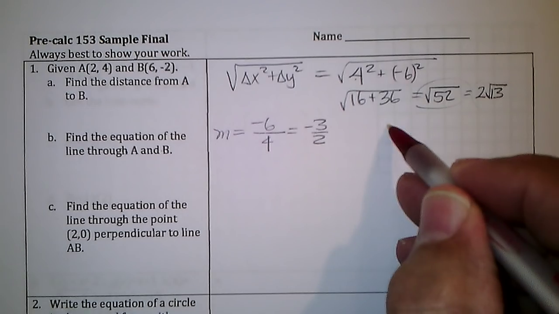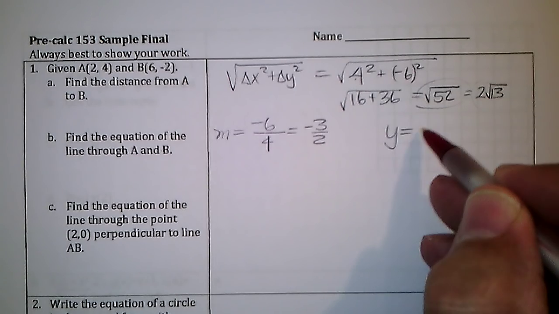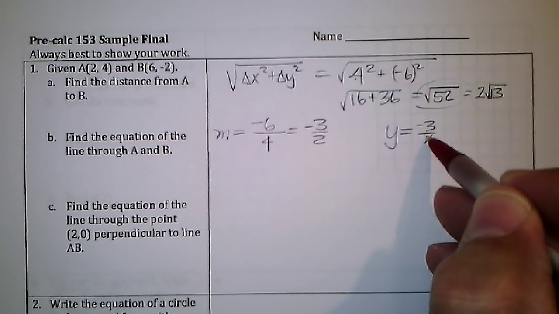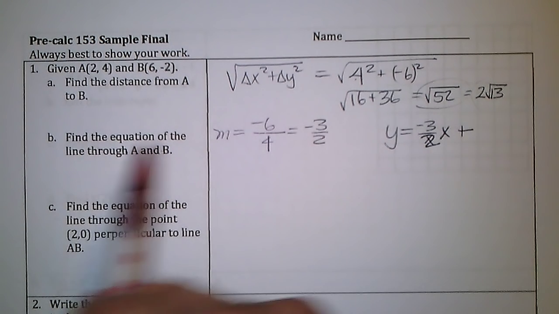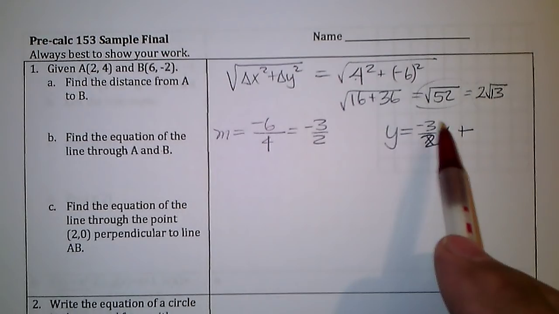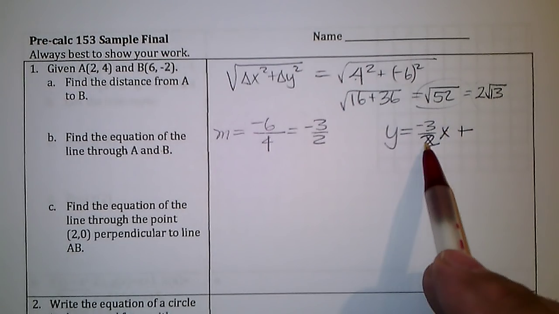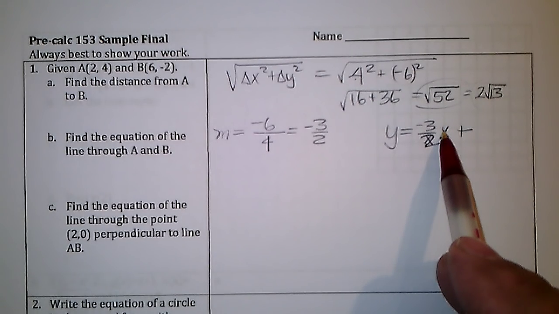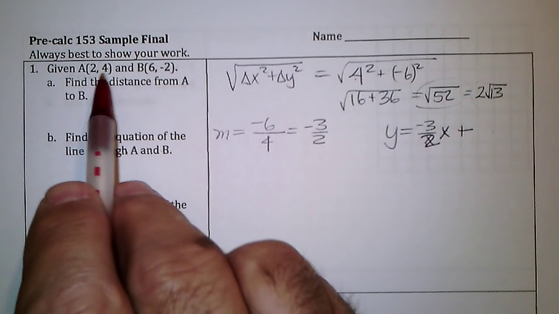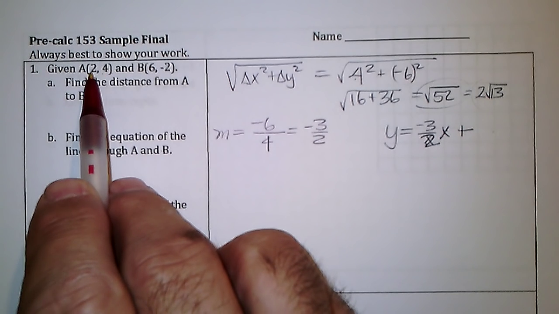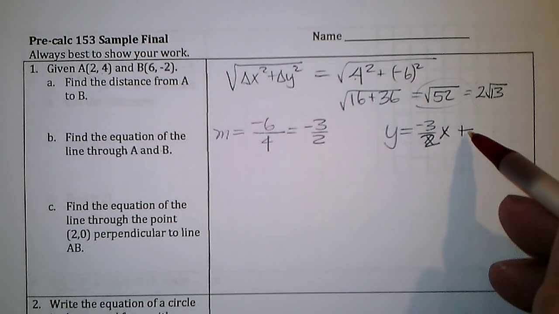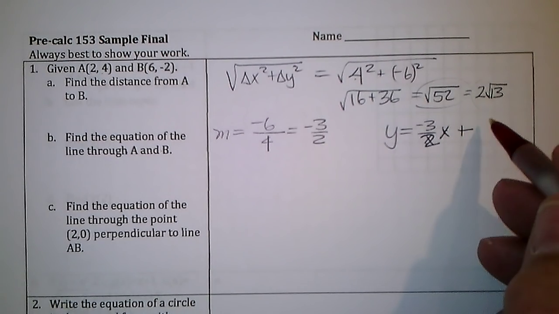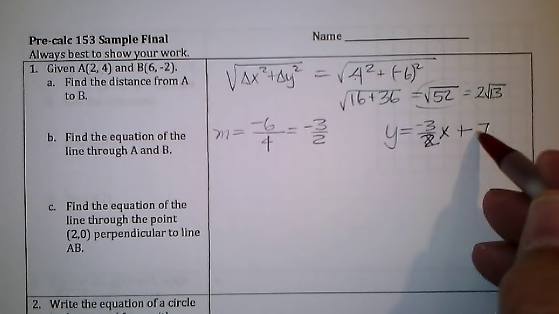So if you like y equals mx plus b, it's y equals negative 3 over 2 x plus something. If I put 2 in for the x, that would cancel out the 2, and I get negative 3 plus something would have to equal 4. If I'm putting 2 in, I'm supposed to get 4. So negative 3 plus 7 would make 4.